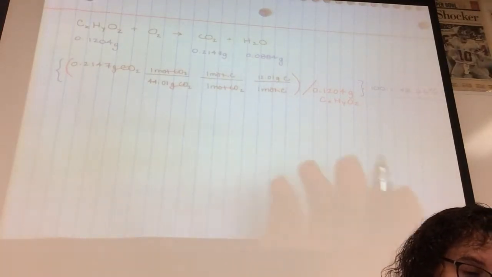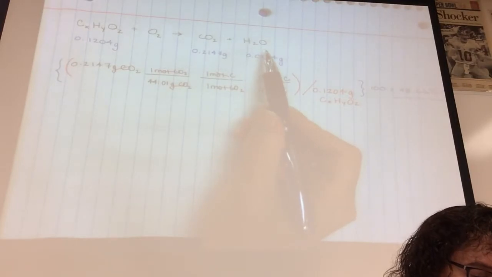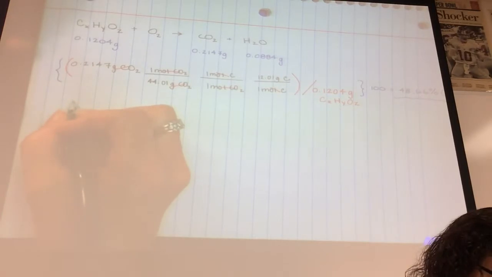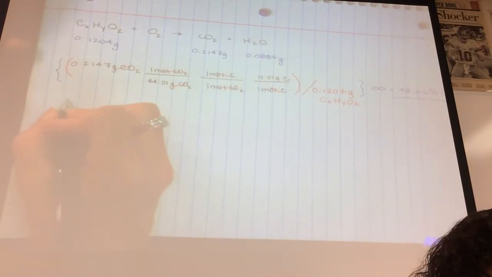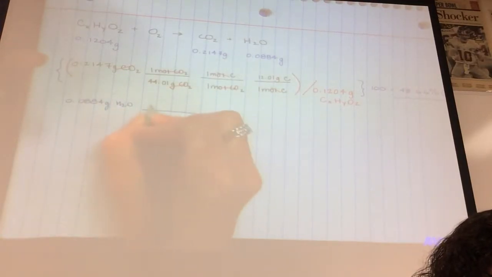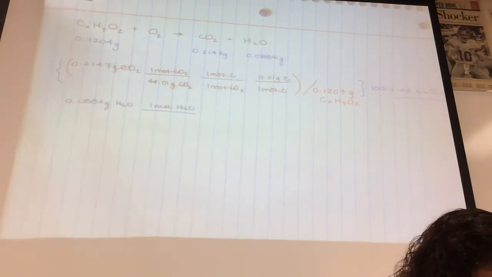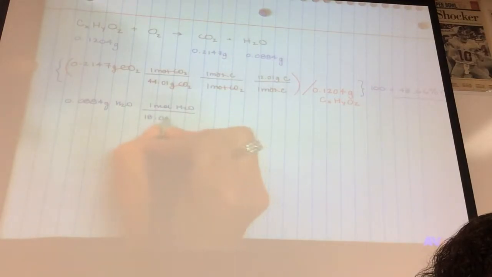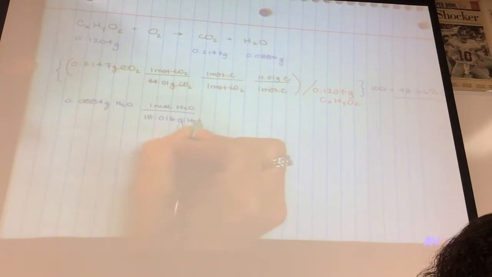All right, so now to get the percent of hydrogen, I'm going to start with the mass of the water. I'm going to work it grossly similarly, and I've got 0.0884 grams of water. For every 1 mole of water, I have 18.016 grams of water.